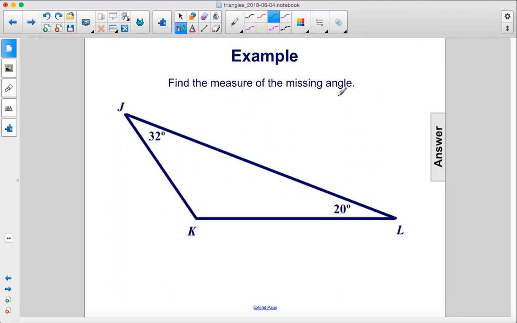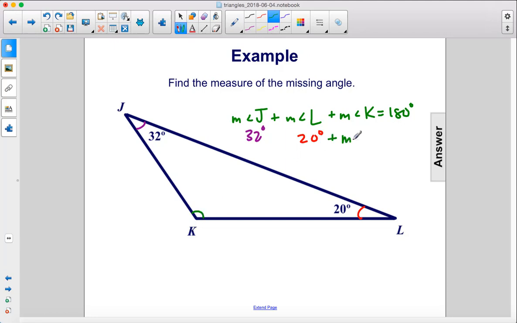Find the measure of the missing angle. All right, because of the triangle sum theorem, we know that the measure of angle J plus the measure of angle L plus the measure of angle K is going to add up to 180 degrees. Here we see that the measure of angle J is 32 degrees. We see that the measure of angle L is 20 degrees, and we are missing the measure of angle K.